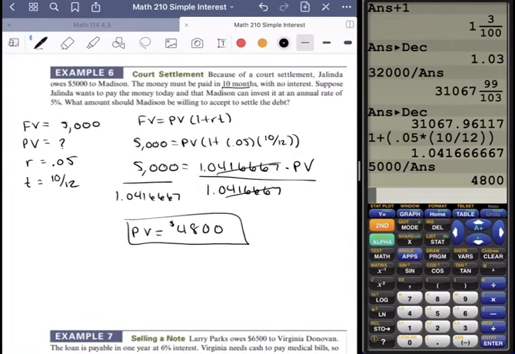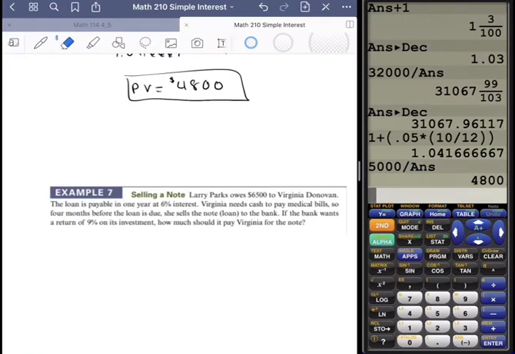as my present value. We have this problem that states Larry Parks owes $6,500 to Virginia Donovan. The loan is payable in 1 year at 6% interest. Virginia needs cash to pay medical bills, so 4 months before the loan is due, she sells the loan to the bank. If the bank wants a return of 9% on its investment, how much should it pay Virginia for the note? Okay, so this is 2 steps.